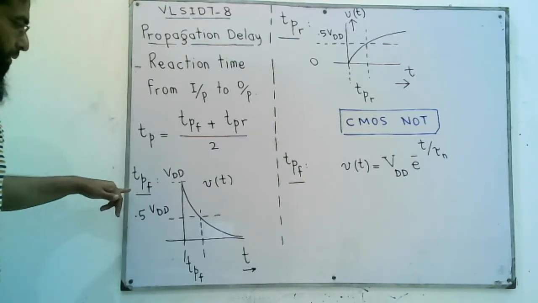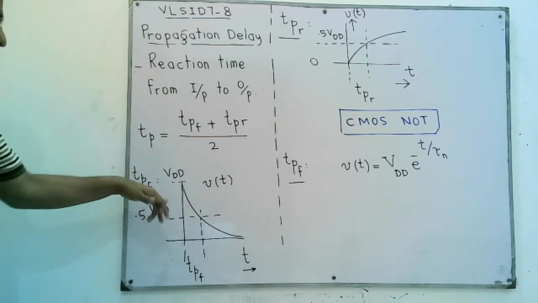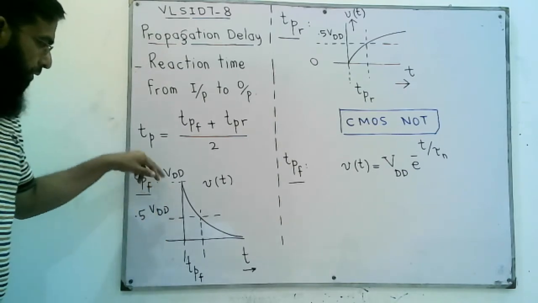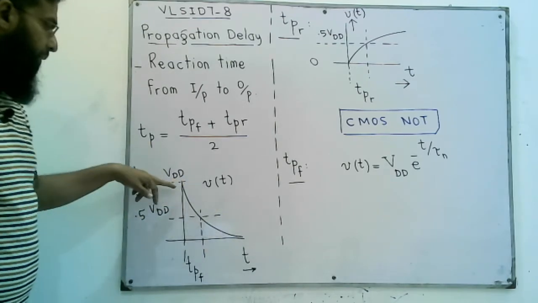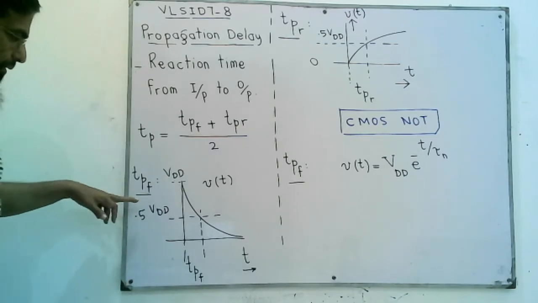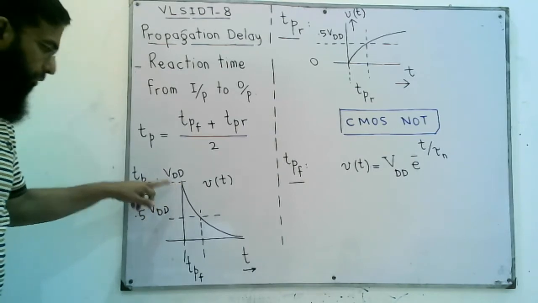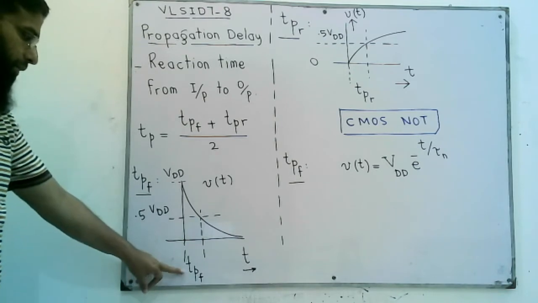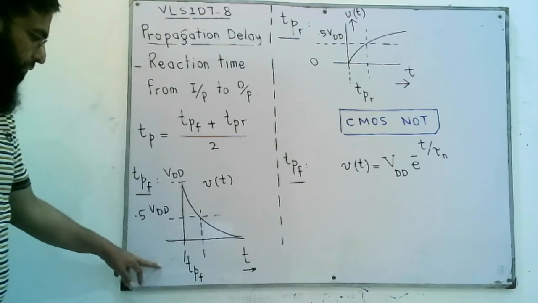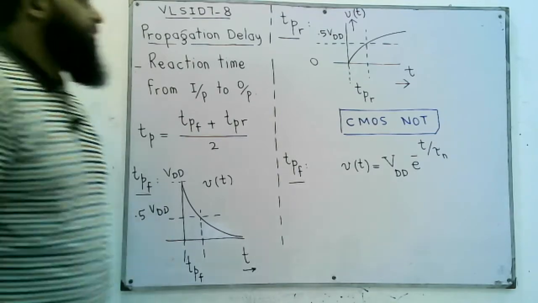We have been studying about TF without the small p. Now we are studying TPF, propagation fall. TF was the delay in which the output falls from 90% to 10% of VDD. You remember that. And TPF is the delay where the output falls from VDD, instead of 90%, to 50% of VDD. So the definition is a bit different from TF. TPF is the time in which the output falls from VDD to 50% of VDD.